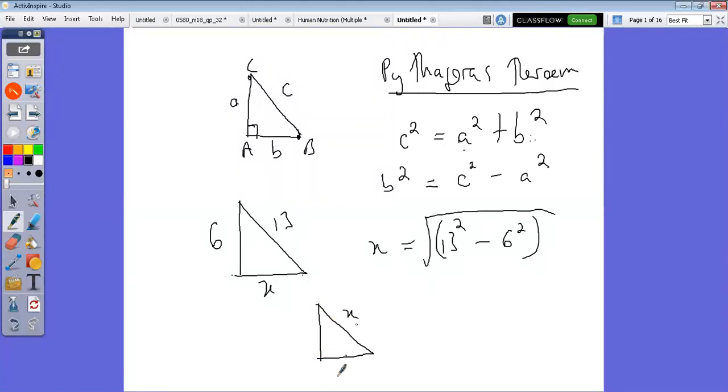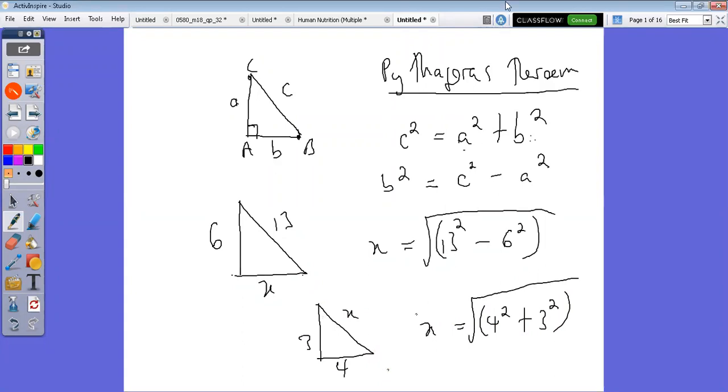If I was finding the longest side, that's when I add. For example, I don't know this, but I know that this is 4, this is 3. So to find this, because this is the longest side, the hypotenuse, x is equal to 4 squared plus 3 squared, square root. I only add the squares when I'm finding the longest side.